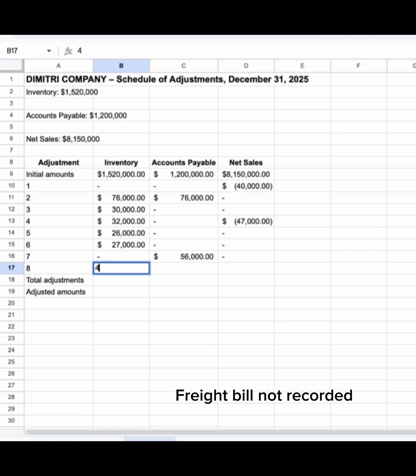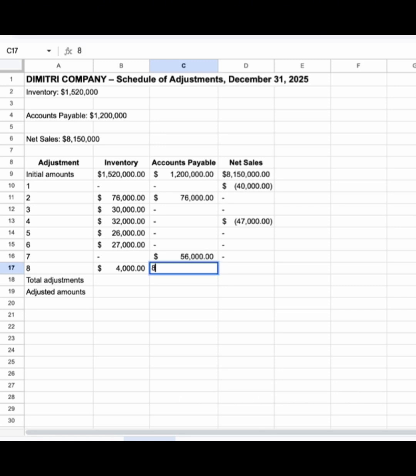The last adjustment is for an unrecorded freight bill of $8,000 from December. Half of those goods are still in inventory, so $4,000 is added to inventory. The entire $8,000 is payable, so we add $8,000 to accounts payable. The other $4,000 goes to cost of goods sold, not shown here.